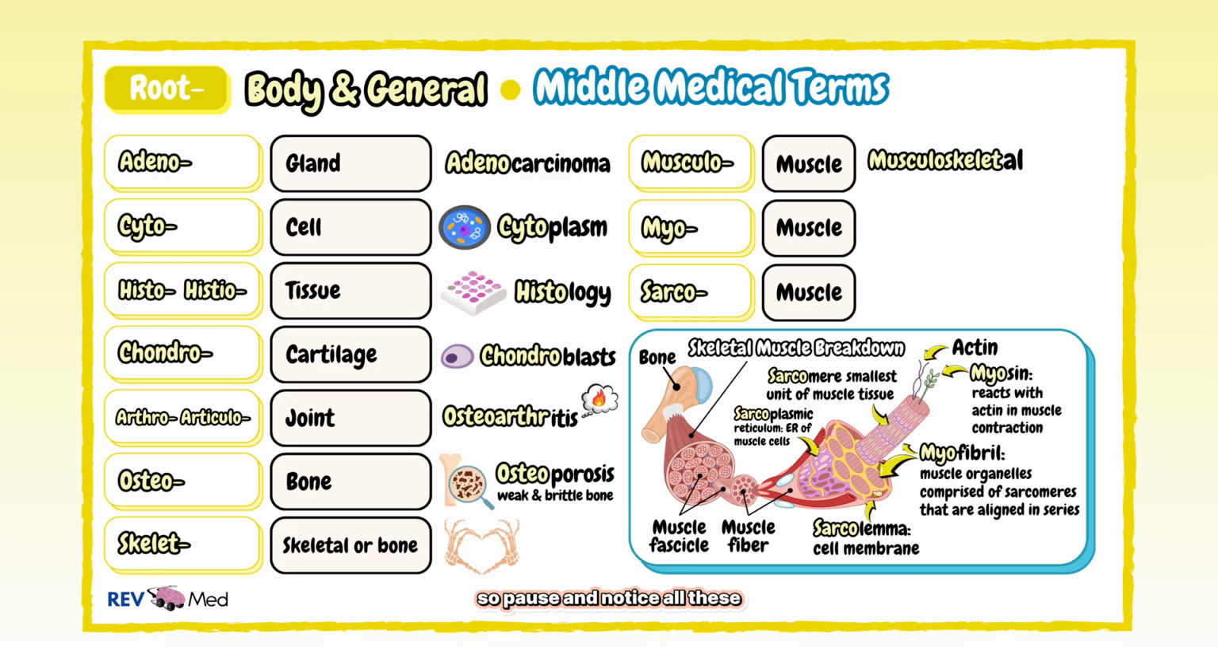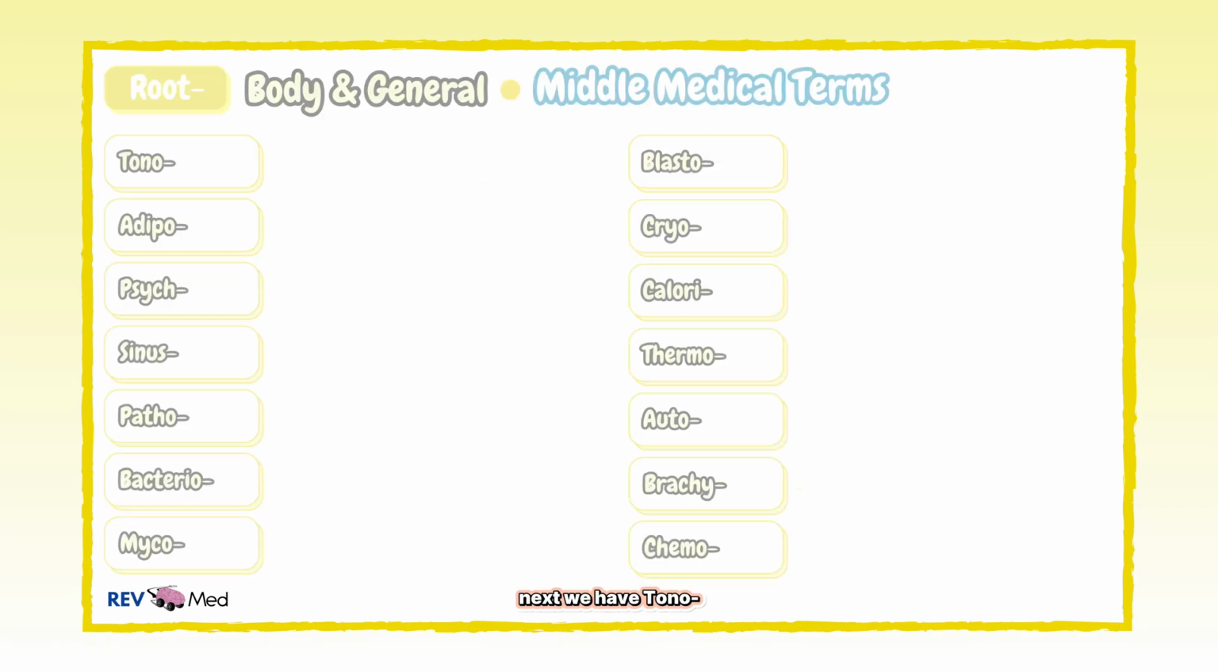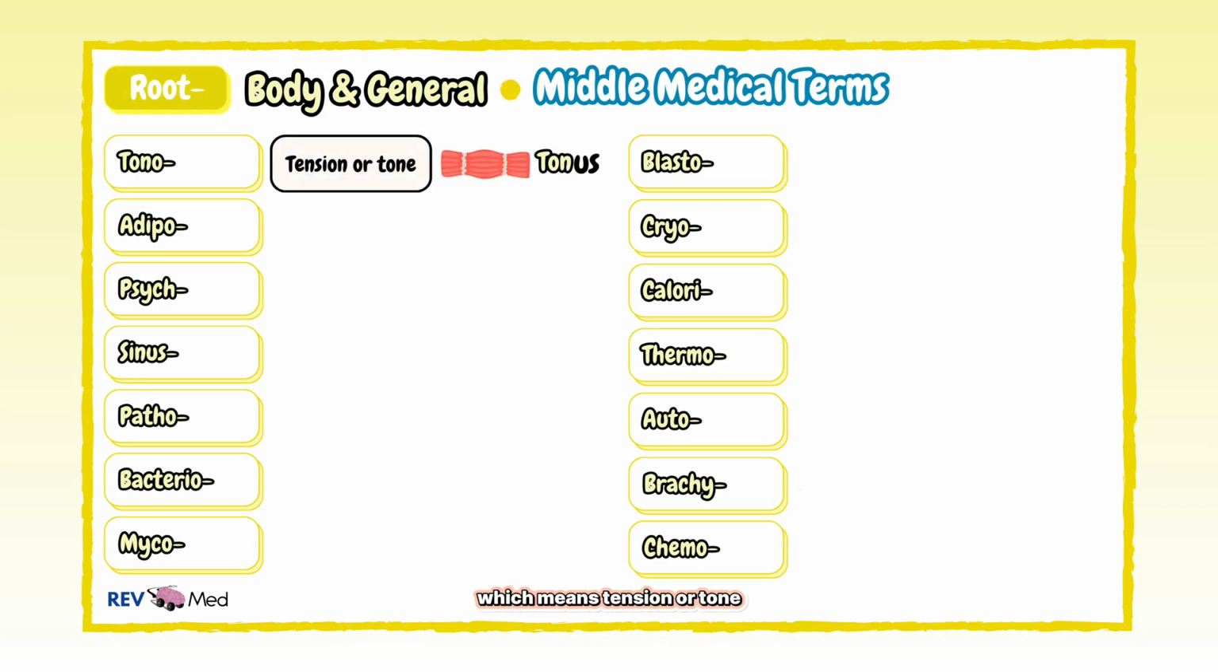So pause and notice all these medical terms and lingo. It'll really help you when studying. Also for myo, I like myocardium, which is a muscular tissue of the heart. Next we have tono, which means tension or tone. Example is tonus, a state of partial contraction characteristic of normal muscle.